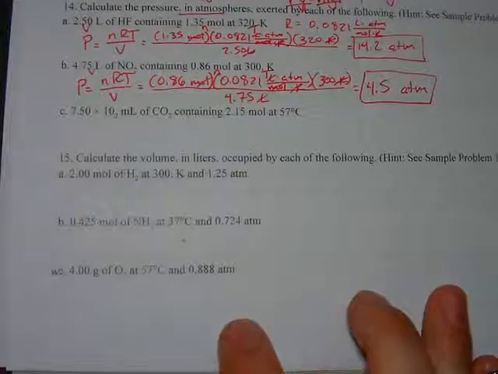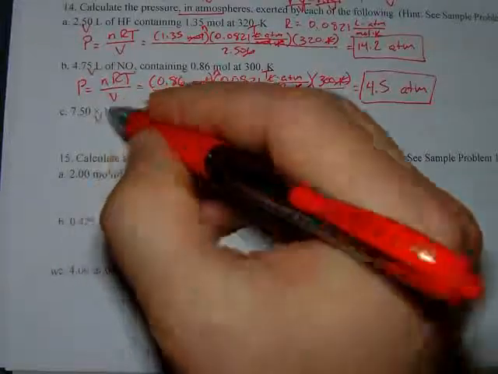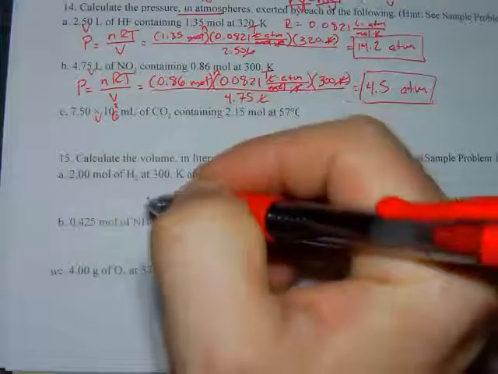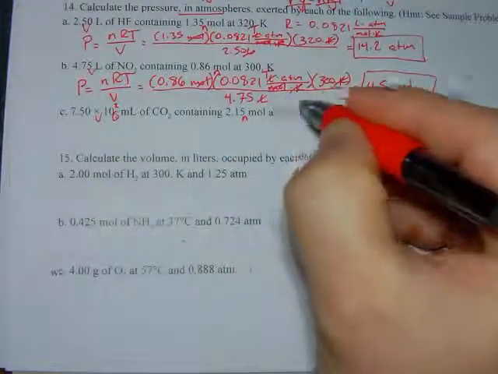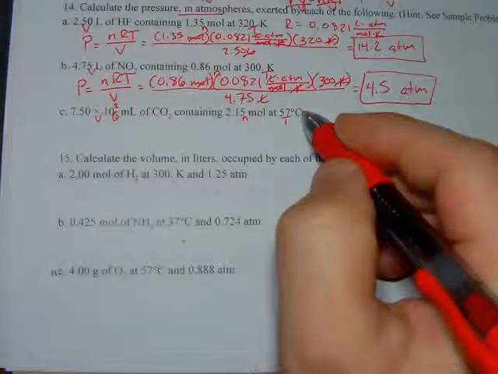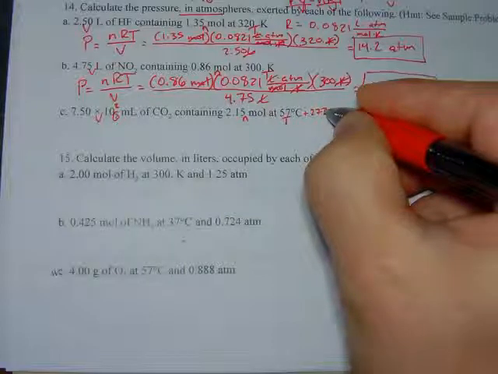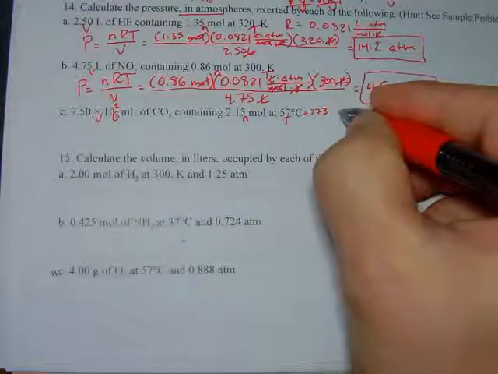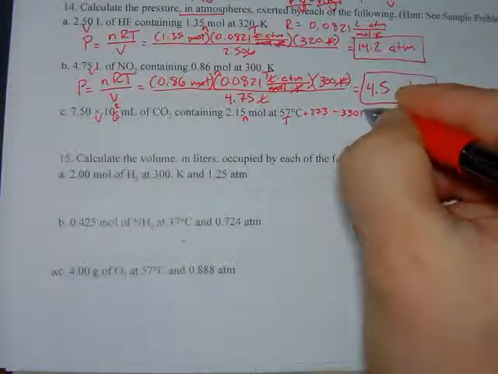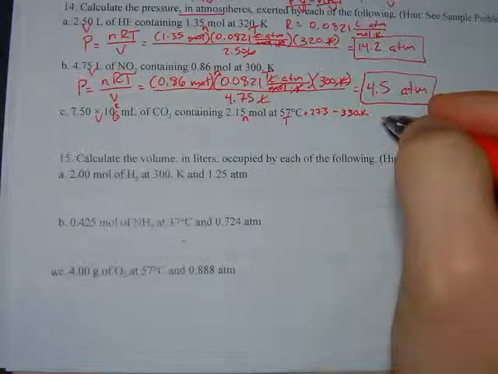All right, C. So we have a volume. It's in milliliters. We have a value for n, and we have a value for T. Now, there are 2 units that I don't like in here. First off, that degrees Celsius, I want that to be in Kelvin, so I'm going to add 273 to it. All right, so that's going to be 330. Is that right? 330 K? That's right? Yeah.